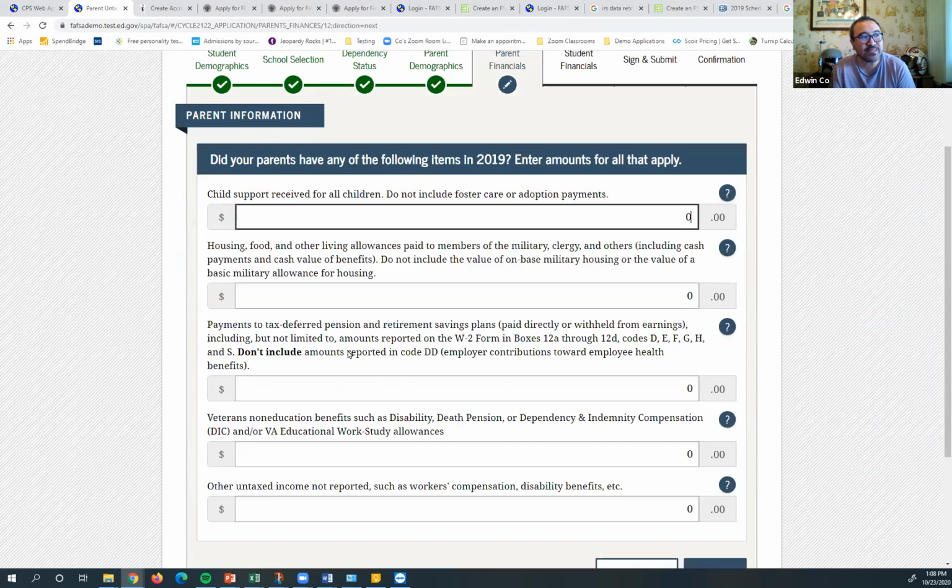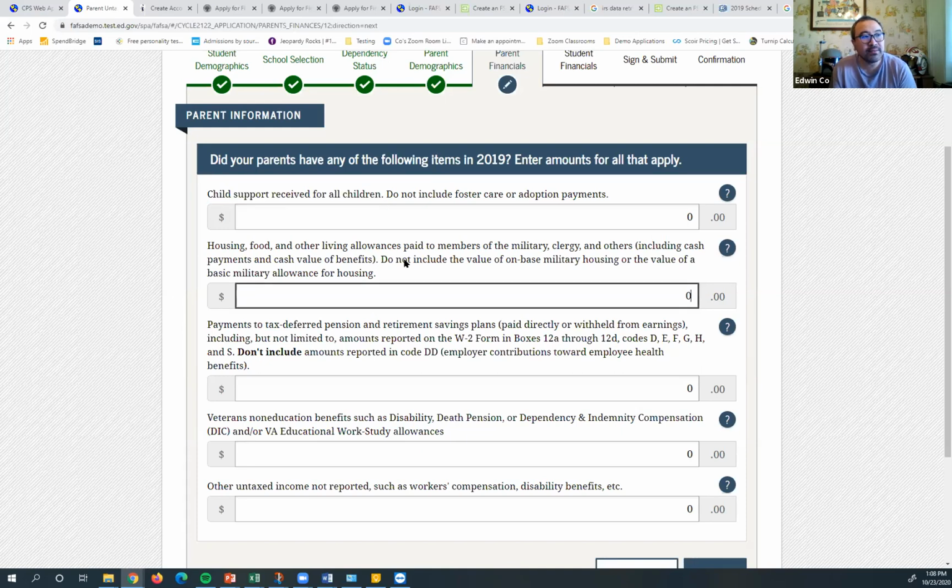Next, we're going to ask about child support received. This is where some of you may have a number. The rest of them are usually 0, because the next one's about food allowances paid for military clergy. That's usually 0.